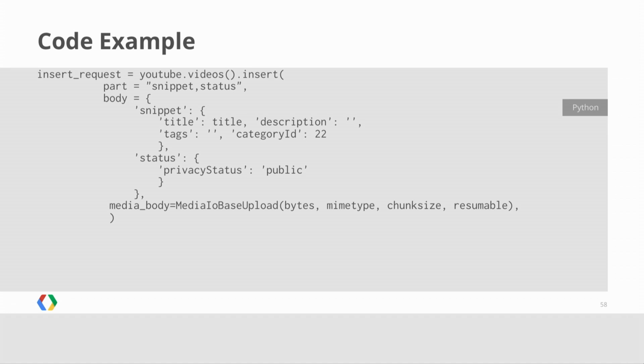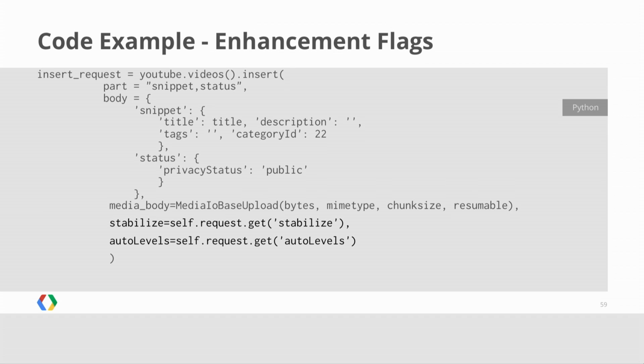So here's a code sample. This is using the API library for Python in App Engine. So this is just a request setting the body and title, description, and the bytes of the upload. And it really is just 2 lines of code added to this request. This is actually taken from my app, so it's grabbing the values of those checkboxes and setting stabilize and auto levels parameters. And that's really as easy as that. So this is available today. We hope app developers find it useful.